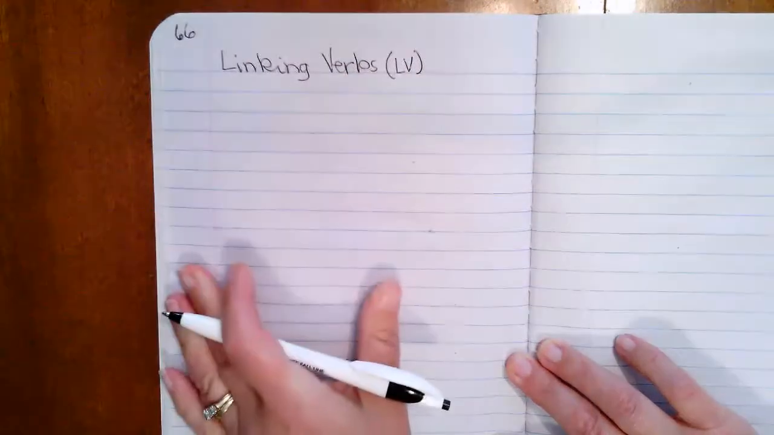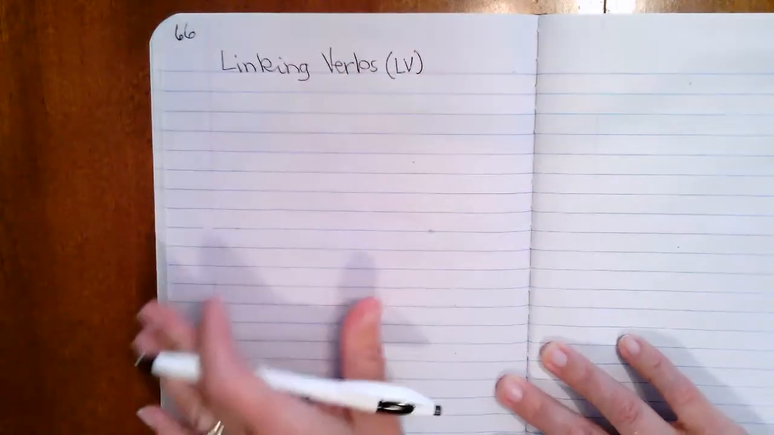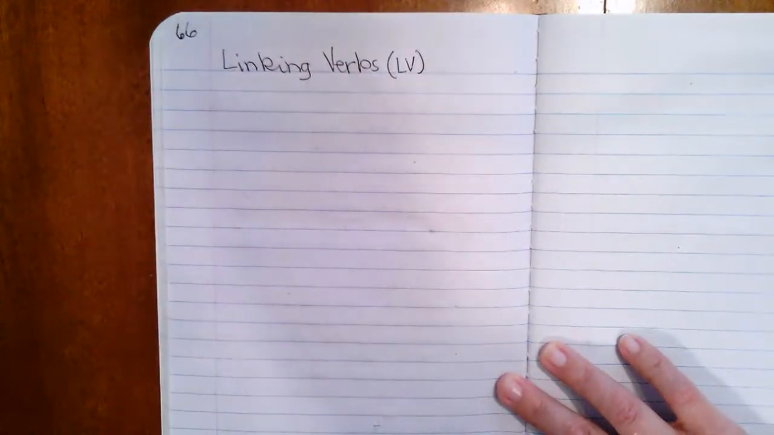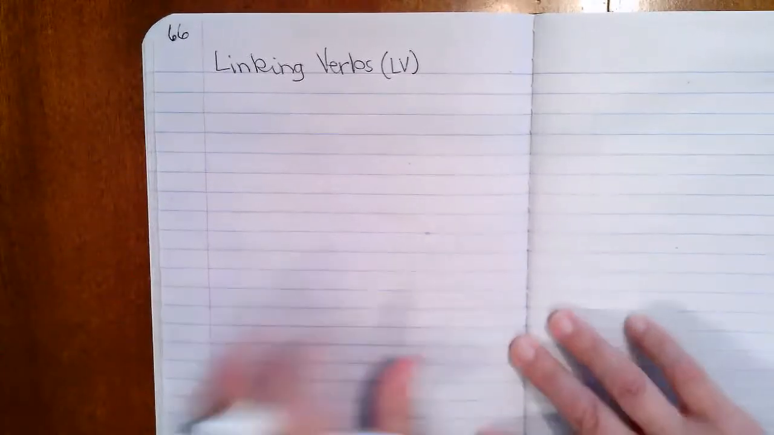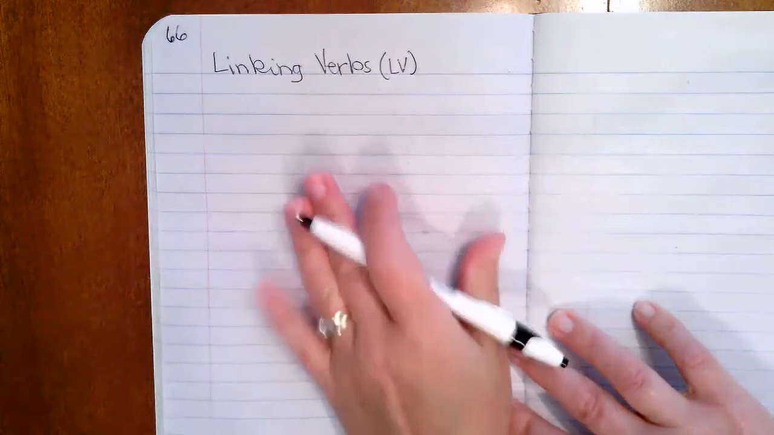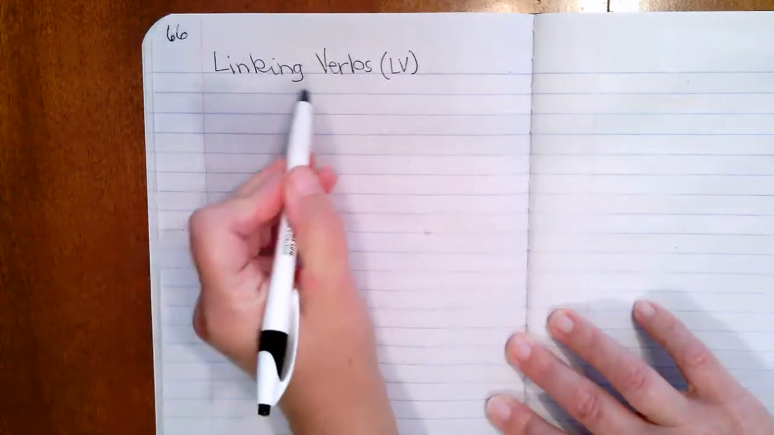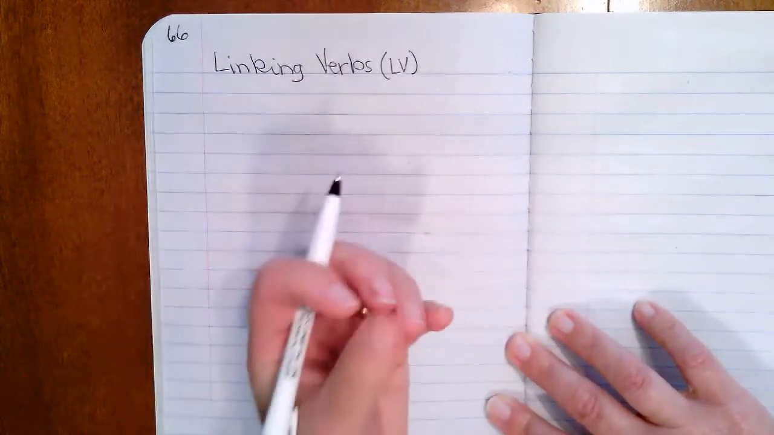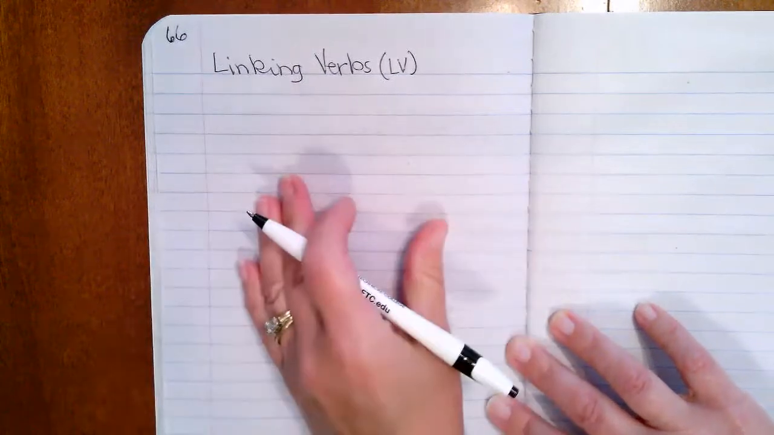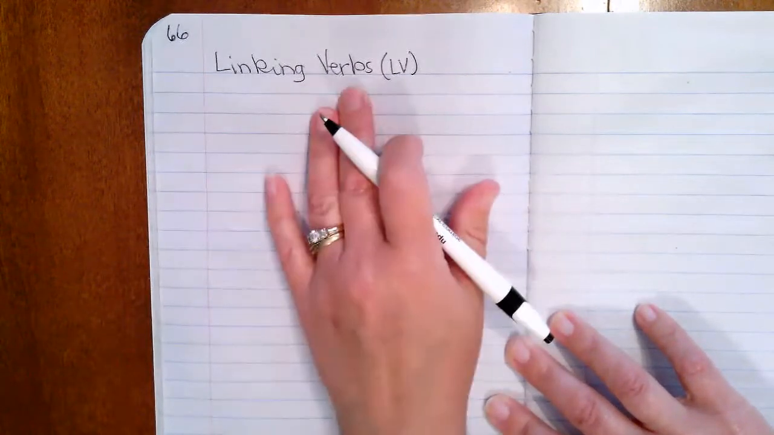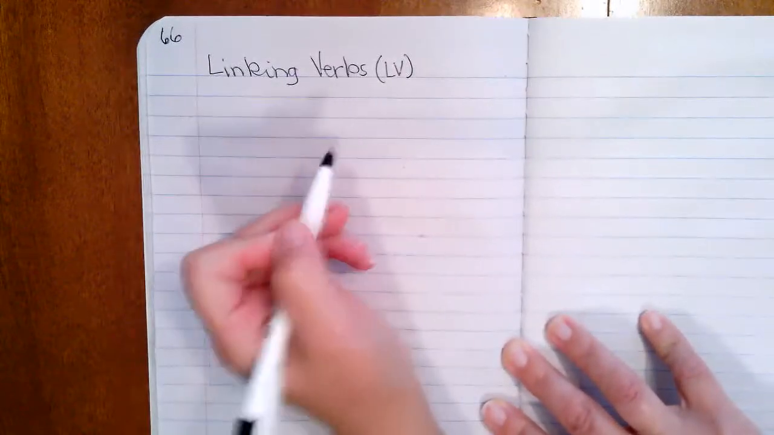LV, linking verbs. Now, you guys know that I like to do pictures and things to help us learn things. This is a time I wish we were in class because I got a silly song for this. But anyway, linking verbs. When you think of things linking together, I think of things connecting together. So what we're going to do to remind us that linking verbs help connect things is we're going to draw a little picture of a chain.